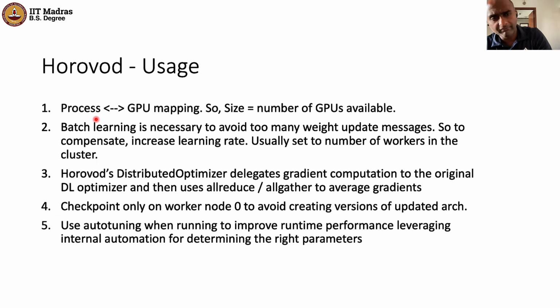Finally, Horovod actually has a mechanism for auto-tuning, and that is very powerful because you can use it to improve the runtime performance by leveraging that automation for determining the right parameters for Horovod to work. Horovod also has parameters, obviously, because it's not just a dumb abstraction on top of deep learning frameworks, right? It's actually trying to figure out when to distribute, how much to distribute, etc. So that is an auto-tune exercise that you can easily leverage and benefit from. If you don't want to do that, you can always do a manual run.